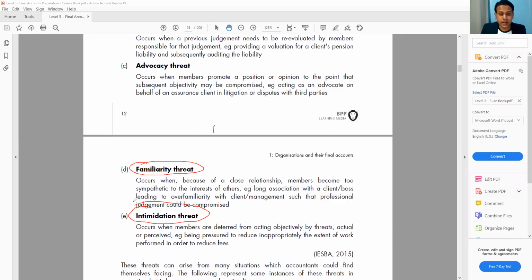So intimidation threat happens when someone gives pressure to do the work. They can say, if you don't do my work, I will change the accountant. They might say, I'm going to reduce the price. So if you don't do my work, I'll go to a new accountant. So for any reason, if they give you pressure, this is an intimidation threat.